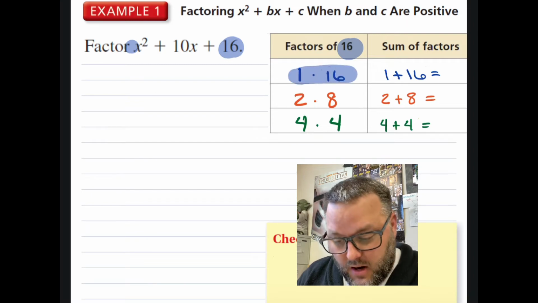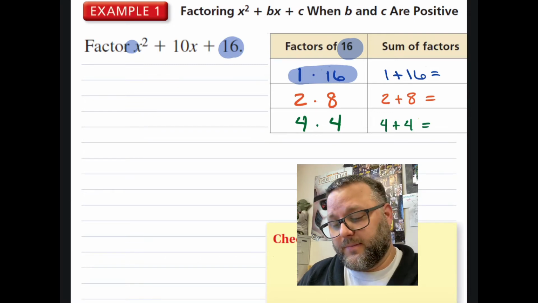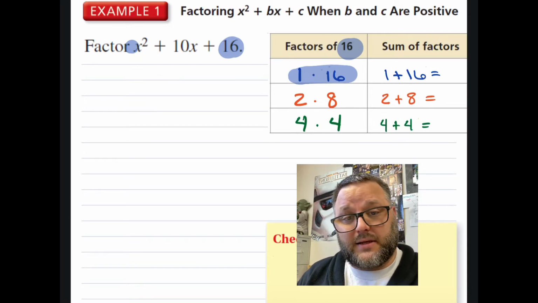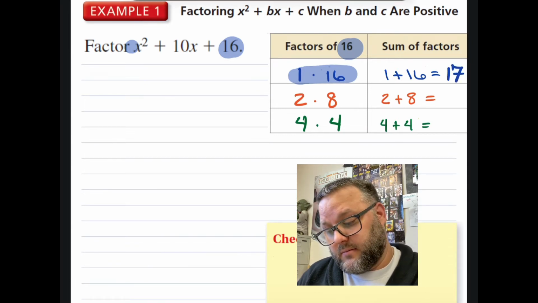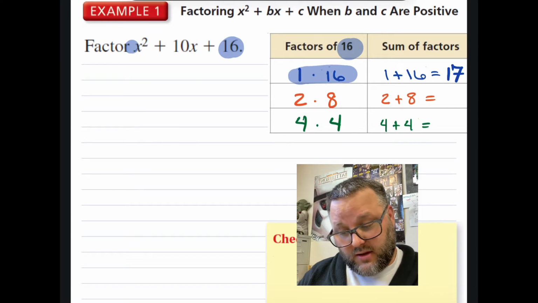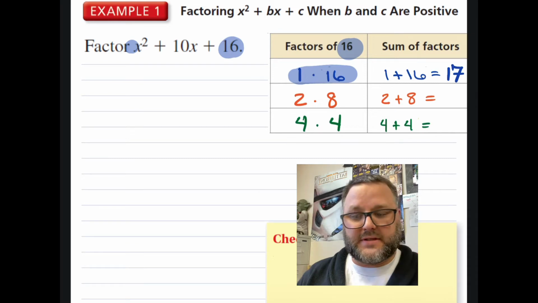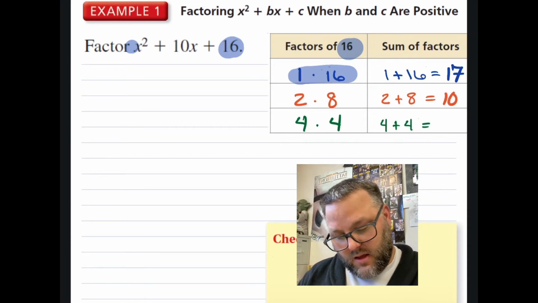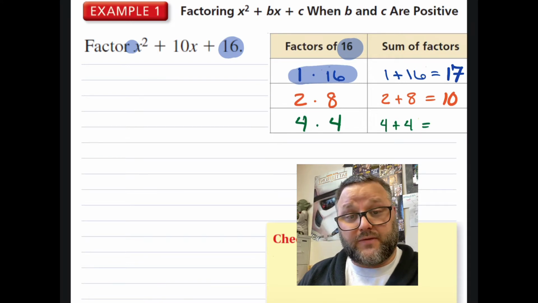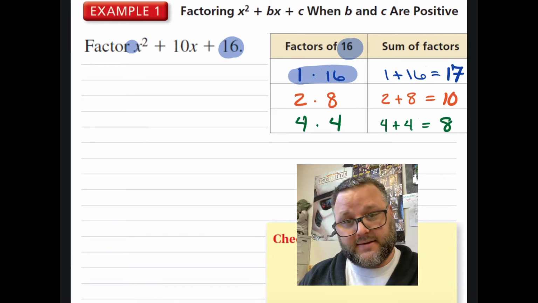Now, I already know two factors. I have 1 times 16, which is the same as 16 times 1. So when we find one, we find the other. The factors are 1 and 16. When I add them, I get 17. I then look at the next set of factors, and that's 8 times 2, because 8 times 2 is 16. And 8 plus 2 is 10. And then I've got 4 times 4 is also equal to 16, and 4 plus 4 is 8.